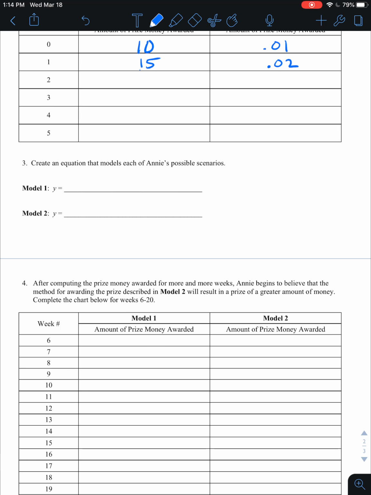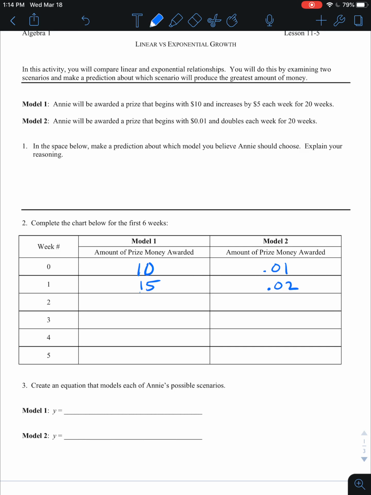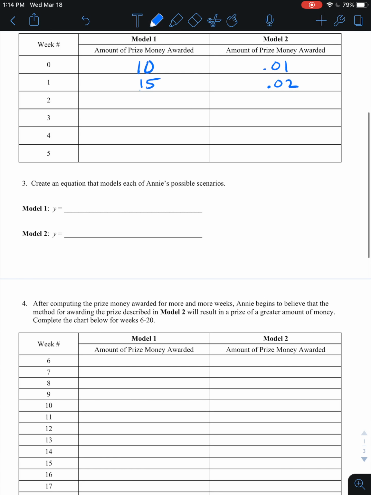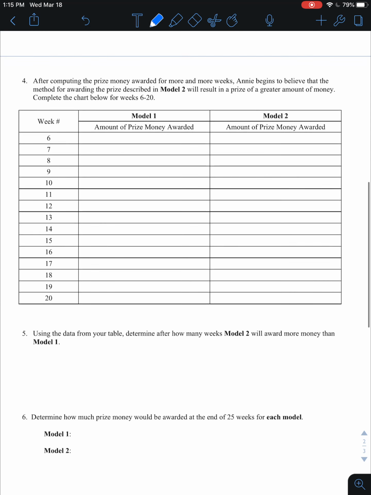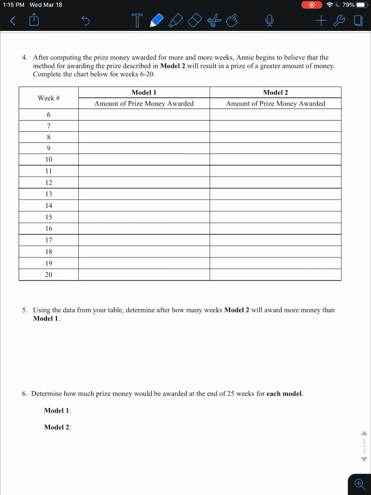Number 3, we're going to ask you to create an equation, and that equation is going to model each of these scenarios. So we're talking about linear versus exponential. We've worked with both of these functions before. We want you to create equations that could model each prize scenario using one of those two functions. Then what we want you to do, you have these functions now that you're going to write out. We want you to continue for the full 20 weeks.